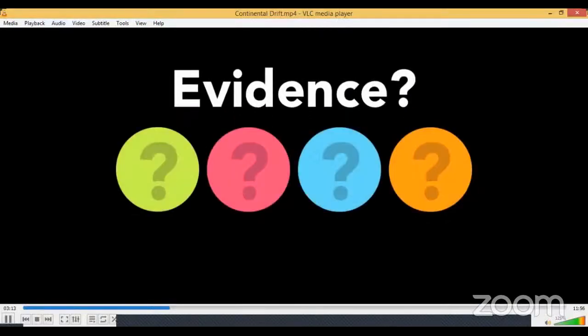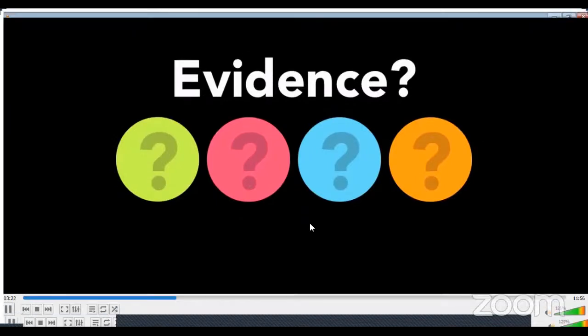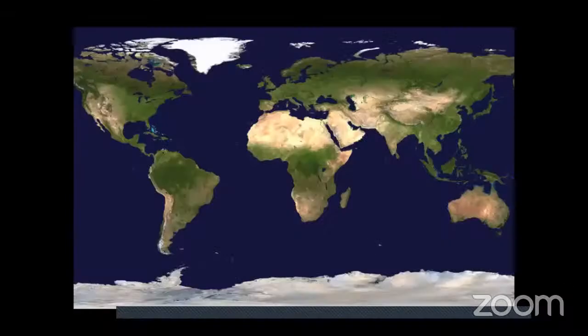And so he knew that if he was going to make any headway with this idea, he had to come up with evidence. And so we're going to take a look at 4 pieces of evidence that Wegener put together to prove to the public that the continents had in fact drifted. Let's take a look at his first piece of evidence. We'll go back to this map here.